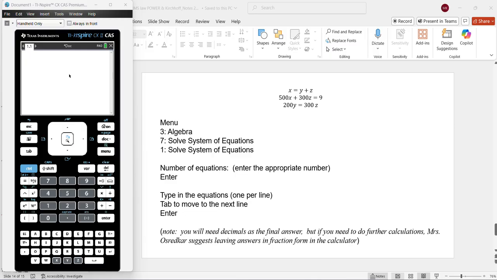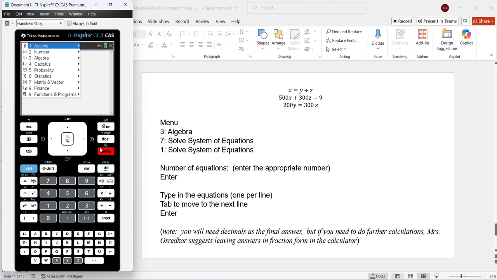So the three equations that we are going to solve for are the ones highlighted here: x equals y plus z, 500x plus 300z equals 9, and 200y is equal to 300z. Now, in order to do this, you're going to need to be on your calculator. Right now, obviously, I am in radians. It doesn't matter if you're using radians or degrees if you aren't using sine, cosine, or tangent.